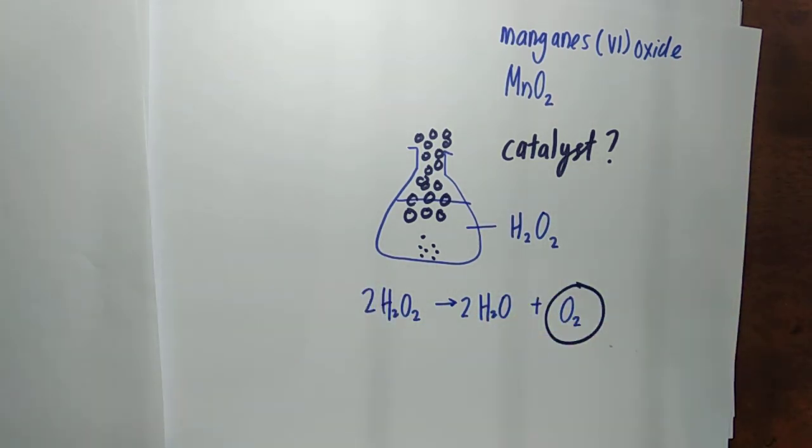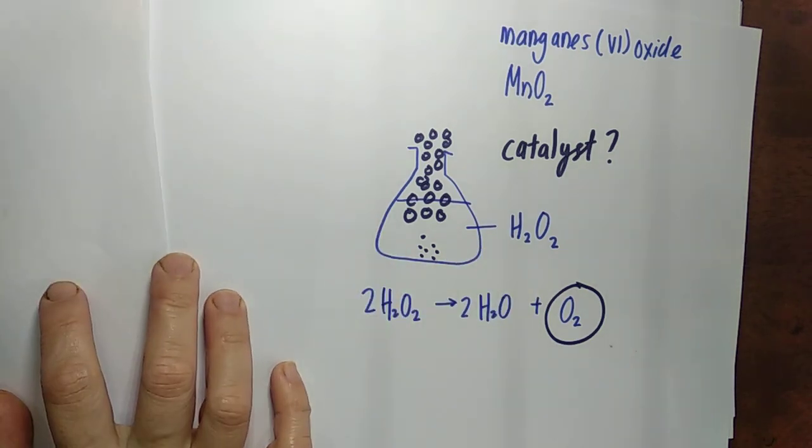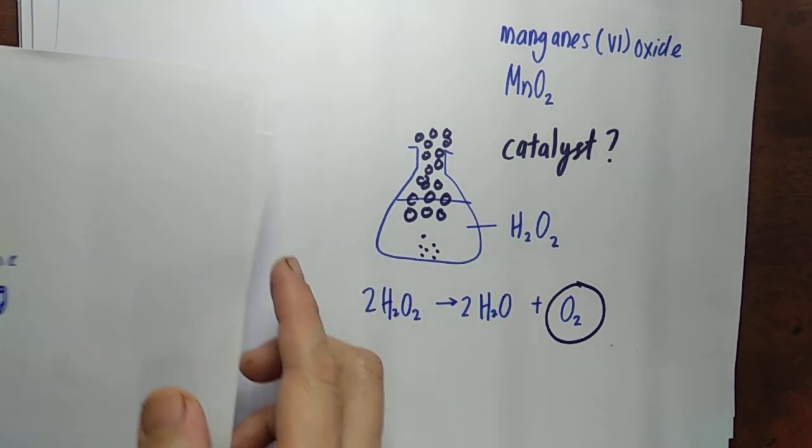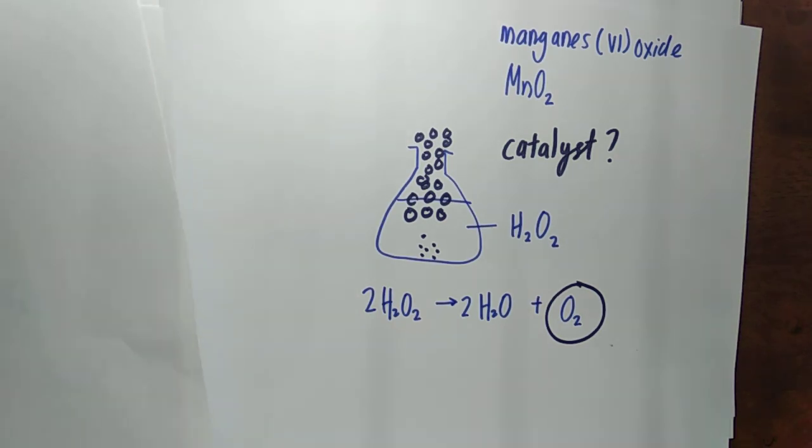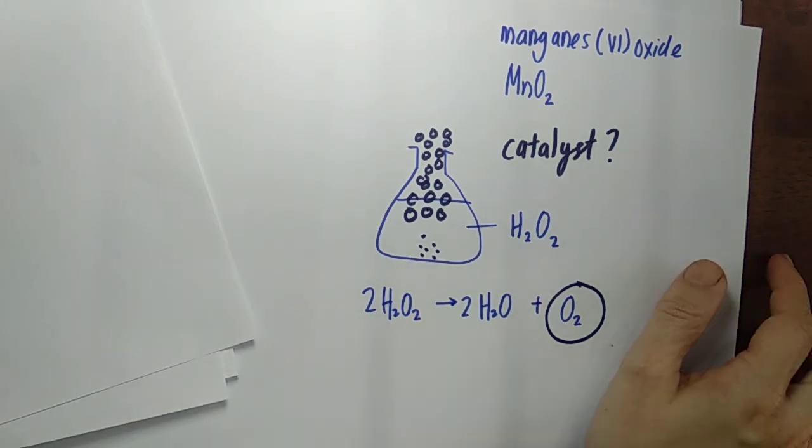So these are the 5 factors. We've just gone through very, very quickly the 5 factors that affect the rate of reaction. In my next videos, I'm going to talk about the collision theory, the theory behind the rate of reaction.